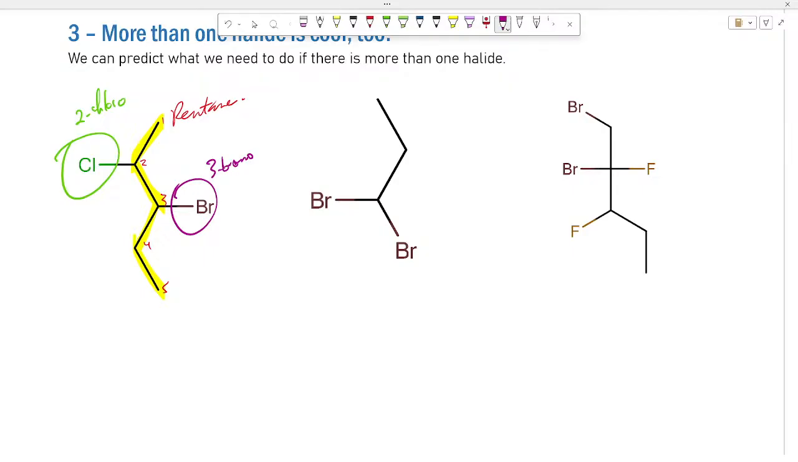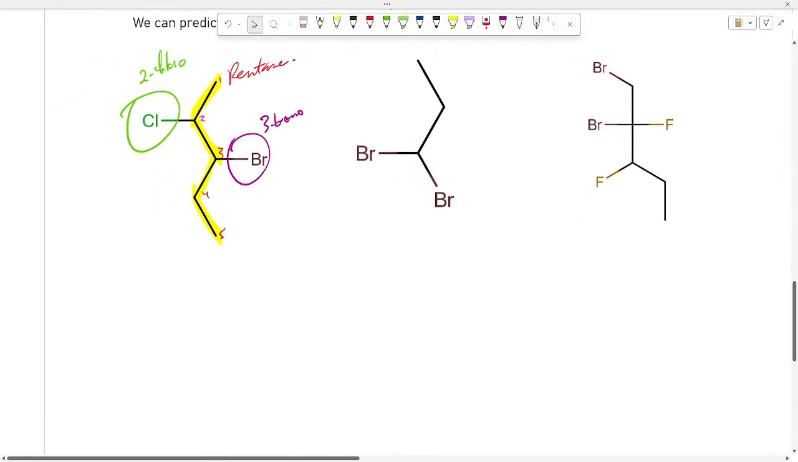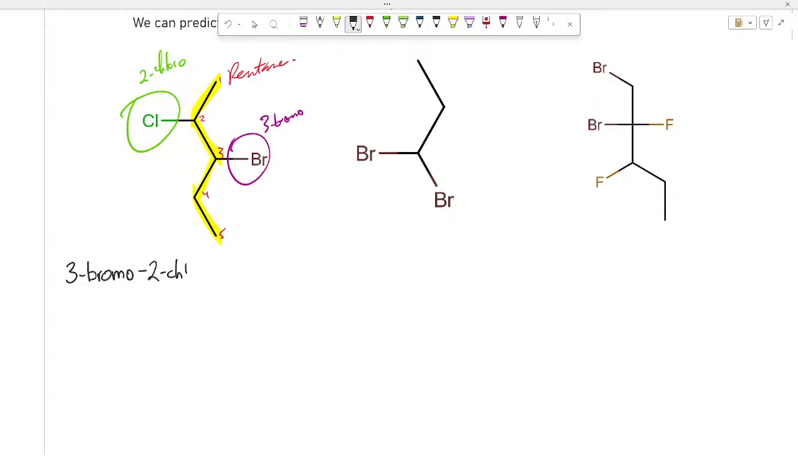So what order do you suppose we put these in? Yeah, alphabetical. So 3-bromo, 2-chloro, pentane. Good. That's not so bad, right? 3-bromo, 2-chloropentane.